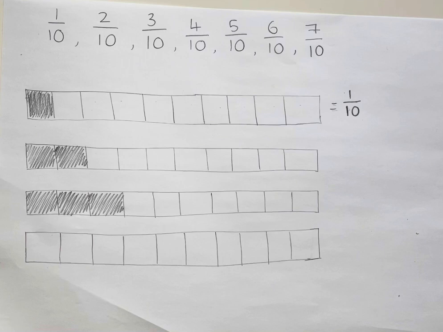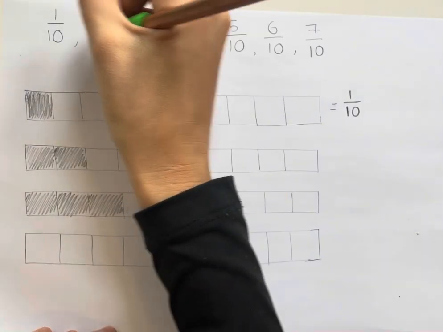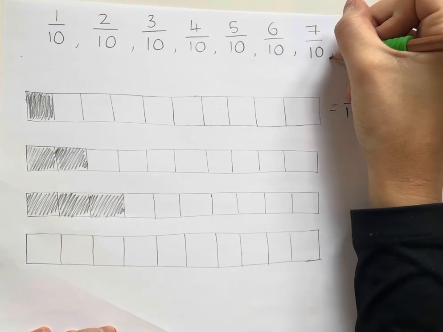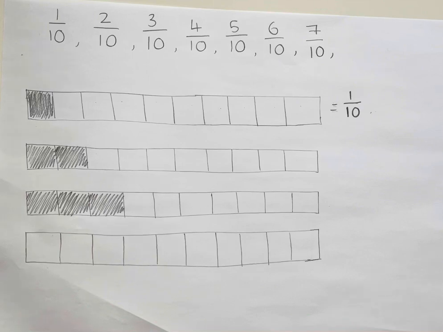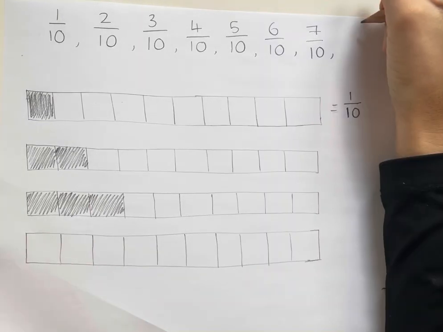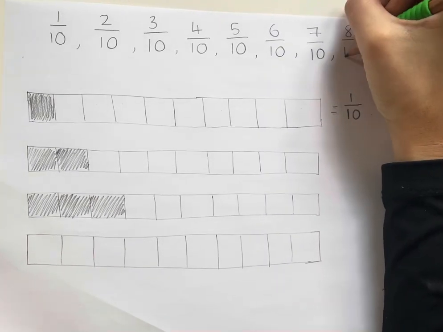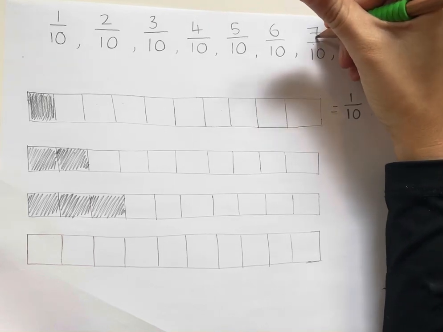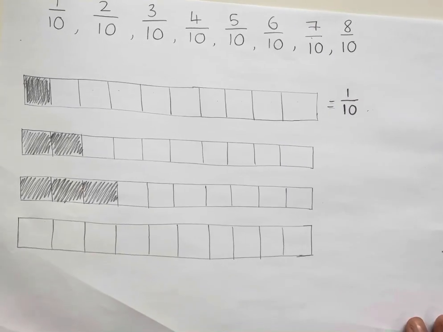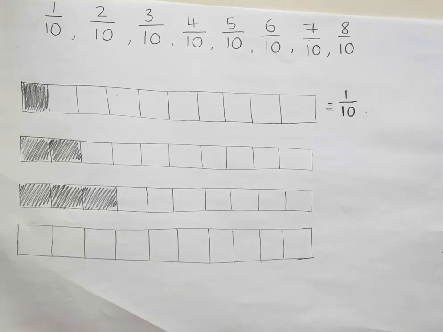So the denominator always stays the same, but the numerator changes. So have a think about what you can remember from yesterday and what you think would be the next fraction in this sequence here. So it would be 8/10 because we know that before it was 7/10. So we're counting up in 1/10 each time.